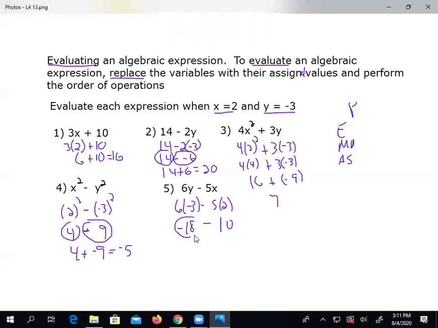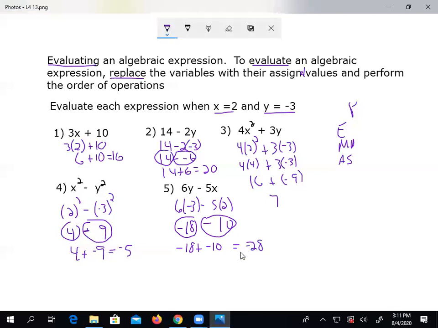So again, if you use the circle method, you should be seeing a negative 18 and a negative 10. And since the sign's the same, you add them. 10 plus 18 would be 28. And you have to keep the label. So it's going to remain negative, negative 28.